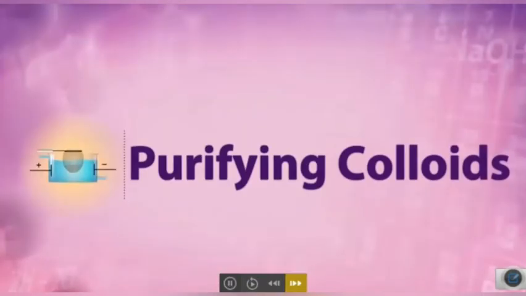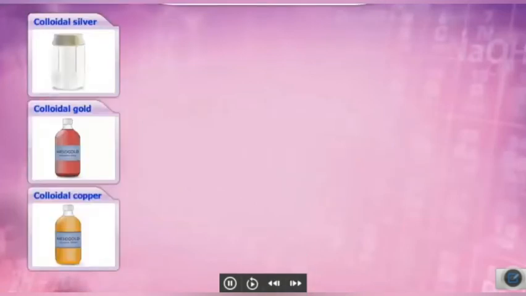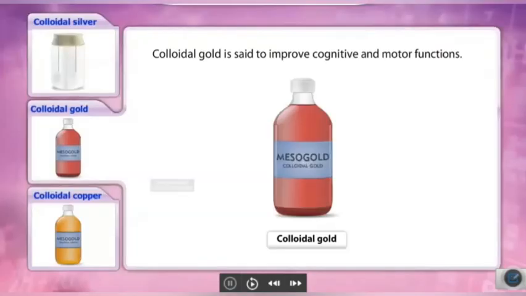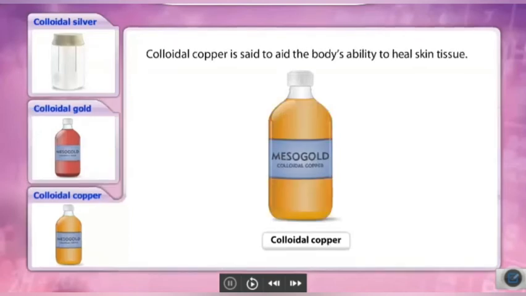Purifying colloids. Did you know that metals such as silver, gold and copper in their colloidal form have been scientifically proven to have health benefits? Click any metal colloid to learn more. Colloidal silver is a proven natural antibiotic. It is used to get rid of viruses, bacteria, pathogens and fungi. Colloidal gold is said to improve cognitive and motor functions. Colloidal copper is said to aid the body's ability to heal skin tissue.